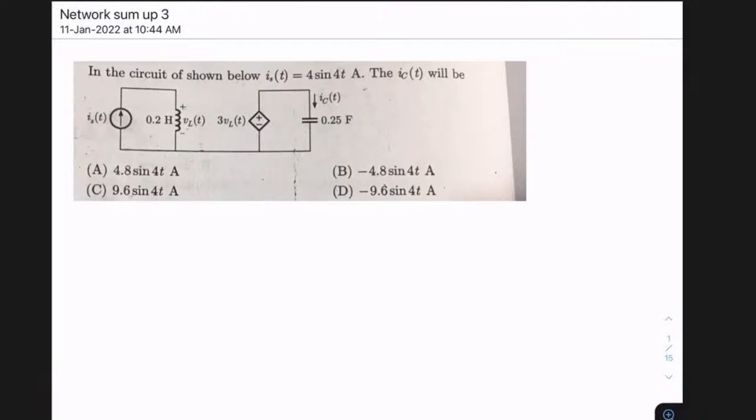So in the first question, the problem is something like this. In the circuit shown below, I_S(t) is given as 4 sin 4t. The I_C(t) will be, so this is what your I_C(t) is. So the source information is given and you are supposed to find this I_C(t) value. So how do you get it? The logic is simple.